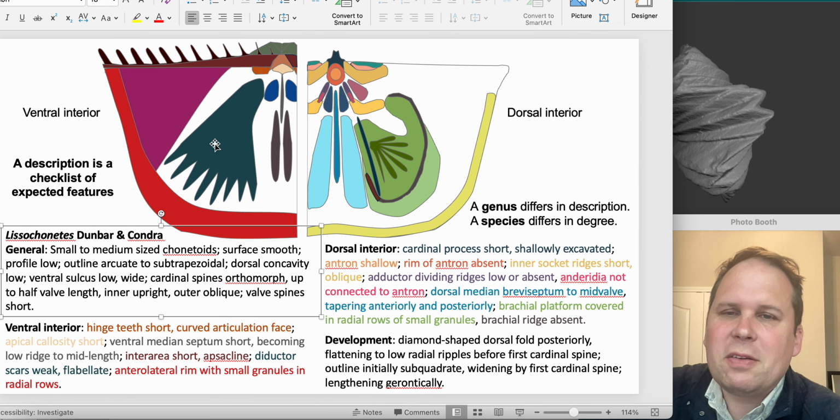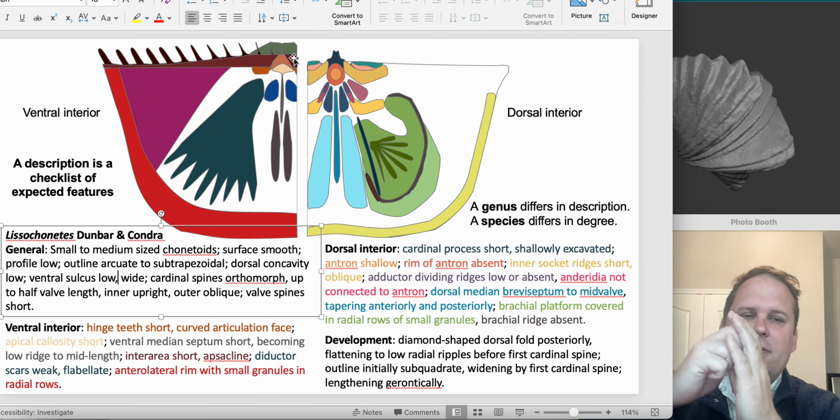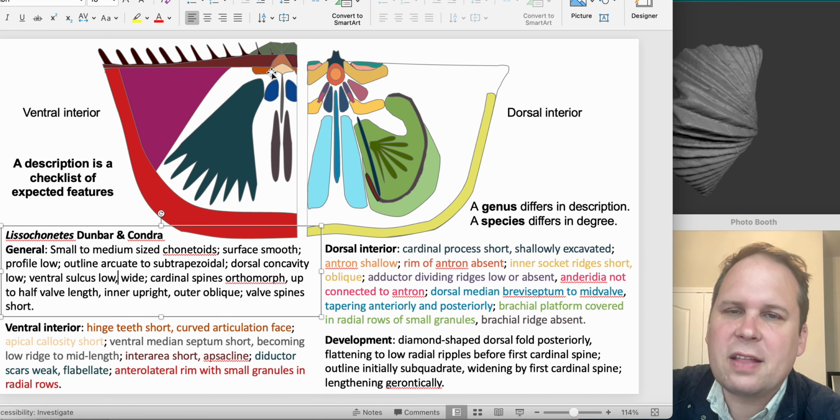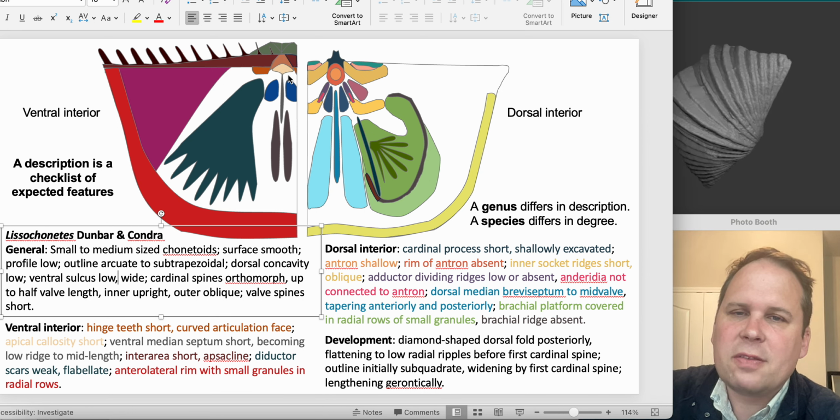Okay, apical callosity is this little bit up here. It's like the socket that the hinge is going to rotate against as it opens and shuts. And so this one's fairly short on this one. So it's this sort of peach part right up here. Ventral median septum, and we've got that colored correctly. That's right here on the ventral valve.